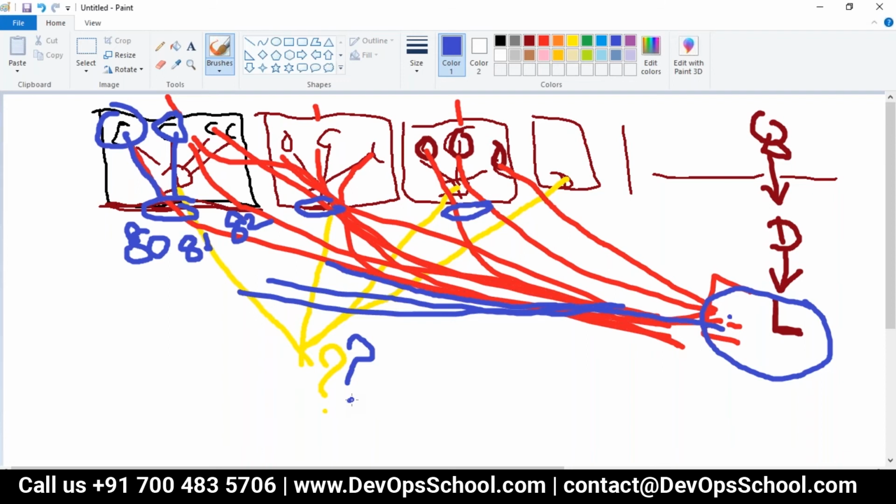We don't have a solution with Docker. Docker engine is not providing any solution as such. Docker is good to manage the container, but within a host. If you talk about scalability, that's a problem.